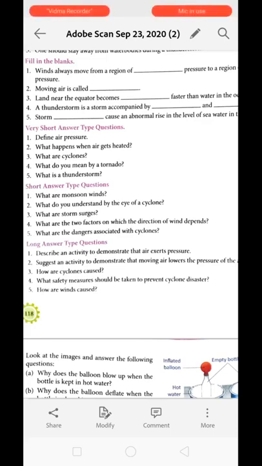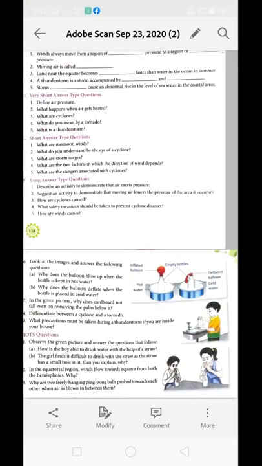Fourth question. A thunderstorm is a storm accompanied by lightning and thunder. Okay, next question. Storm dash causes an abnormal rise in the level of seawater in the coastal region. It is storm surges.